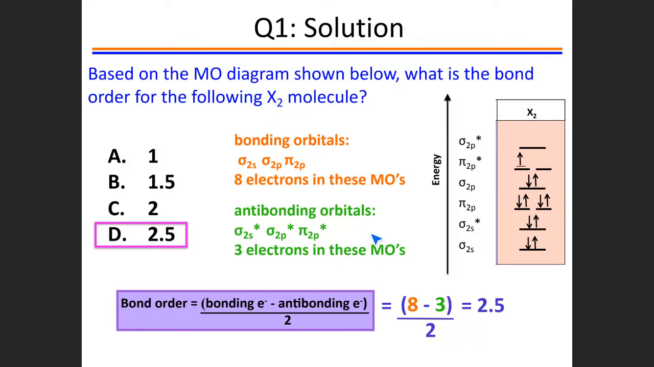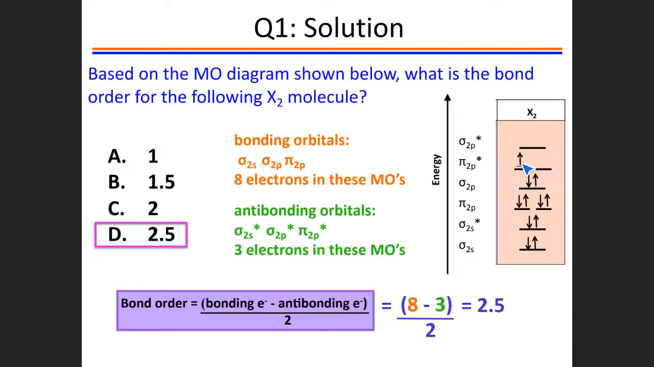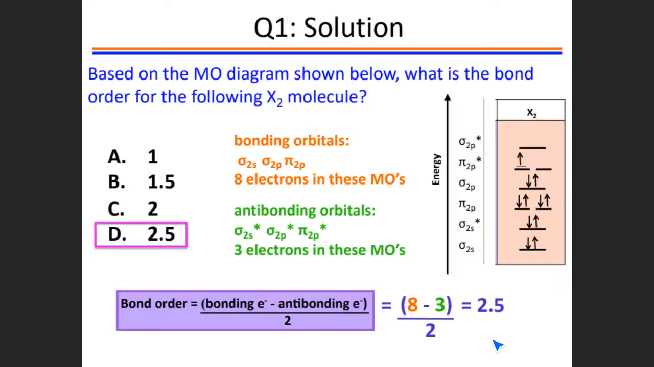Yeah. Now, antibonding orbitals. How many do we have? 1, 2, 3. Let's count the number of electrons here. Sorry, 2, 1, 3, and nothing. So 8 minus 3, divided by 2. Got it? So this is how we have to do it. Let's move on.